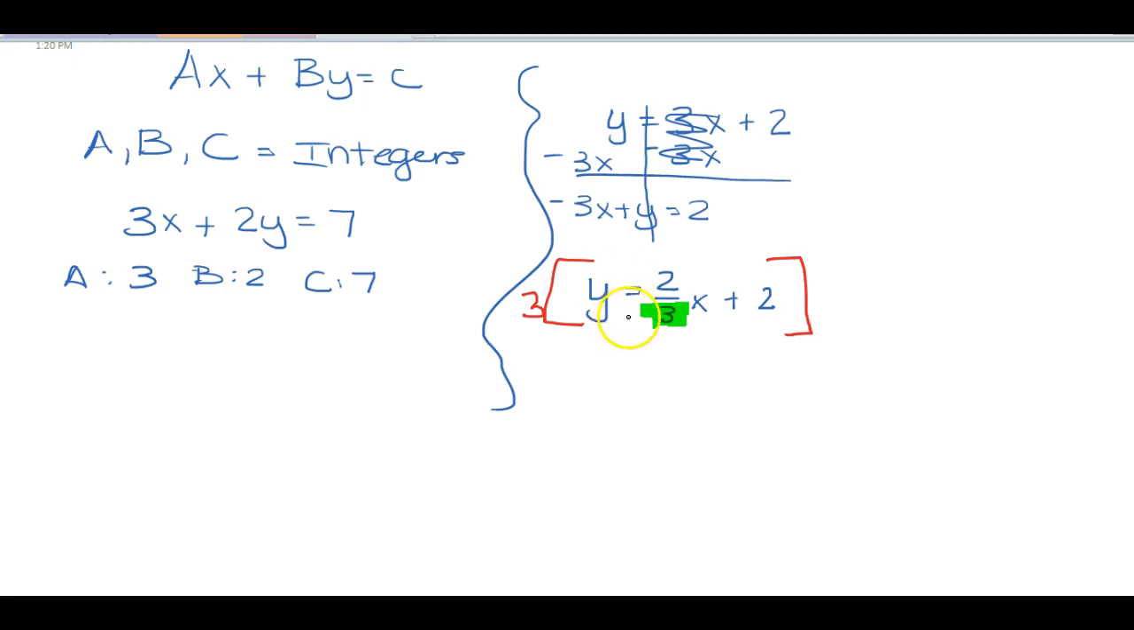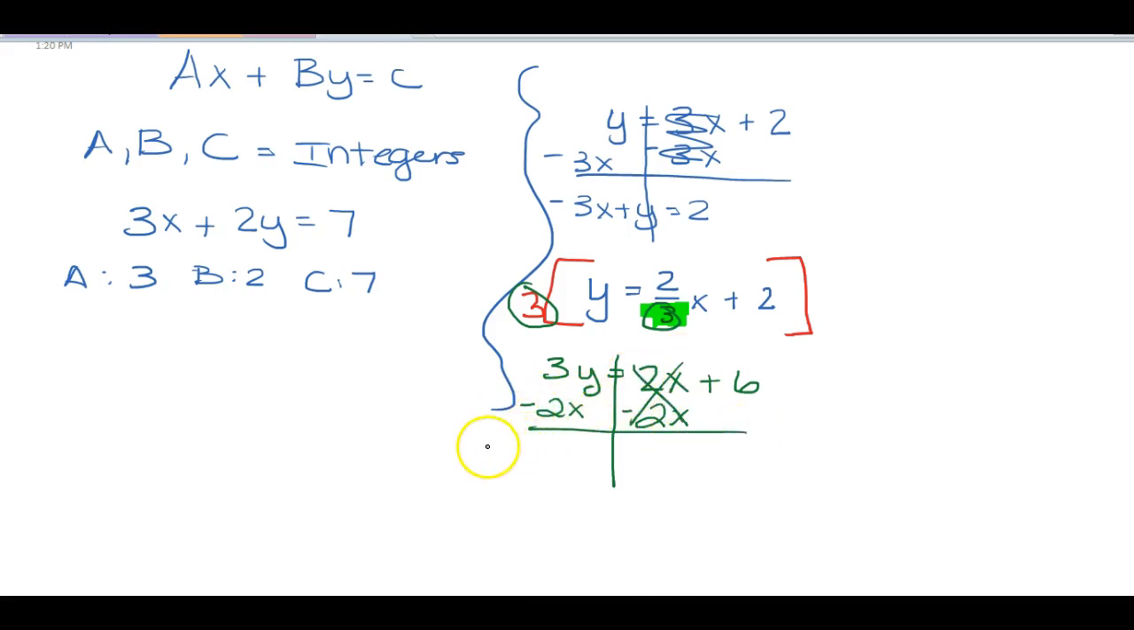When we do that, 3 times y becomes 3y. The nice thing is that the 3 and the denominator cancel each other out, which just leaves that 2x. Then we have to distribute to that other one, which would be 6. And then we're back to where we were with that first one. So we are going to subtract 2x from both sides, and we get negative 2x plus 3y equals 6. This is just how we move things into standard form.